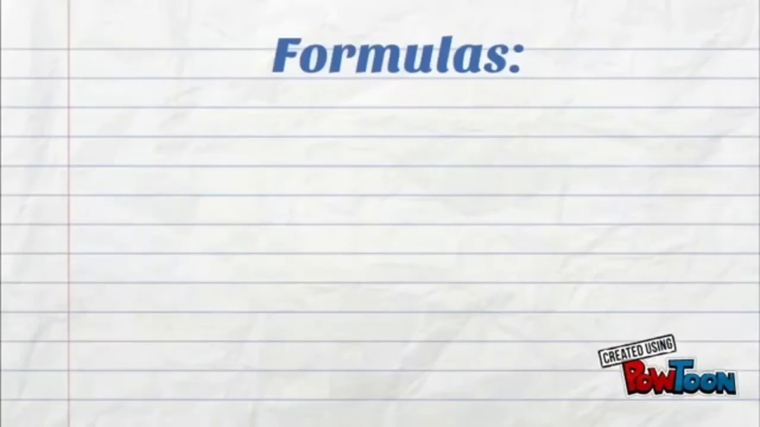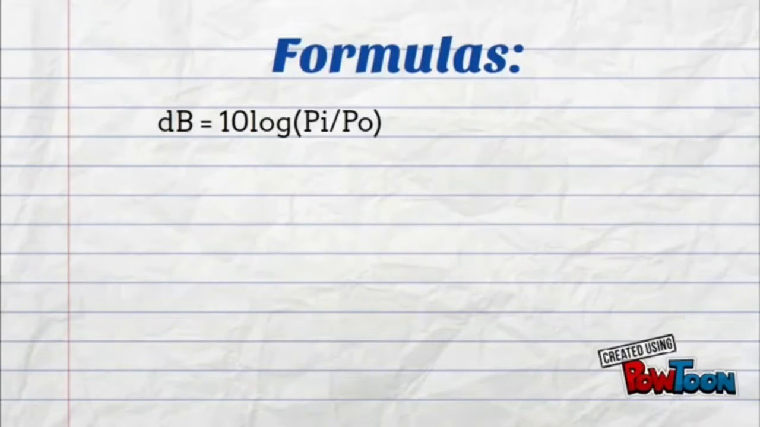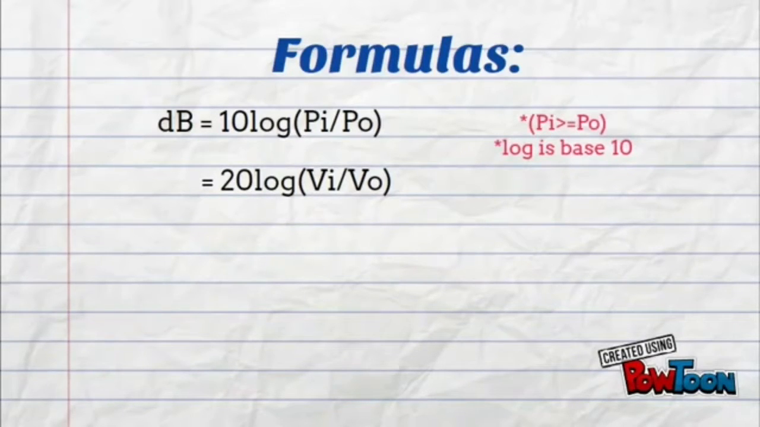Shown below are the formulas for calculating attenuation or loss. As mentioned before, signal attenuation is usually expressed in decibel. PI and PO stands for input and output power respectively. Take note that the value of the input power must always be equal or greater than the value of the output power. The second formula can be used when you are provided with the voltage instead. Similarly, VI and VO stands for input and output voltage respectively.